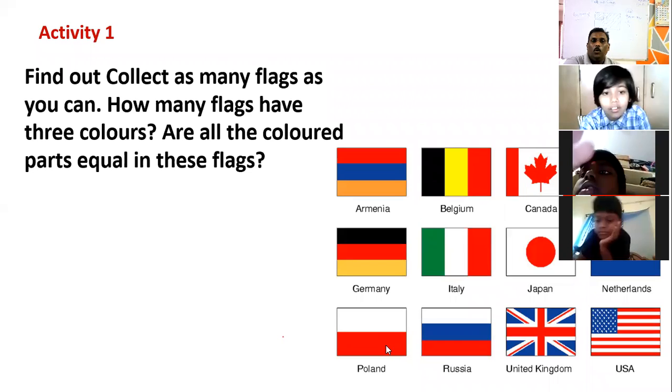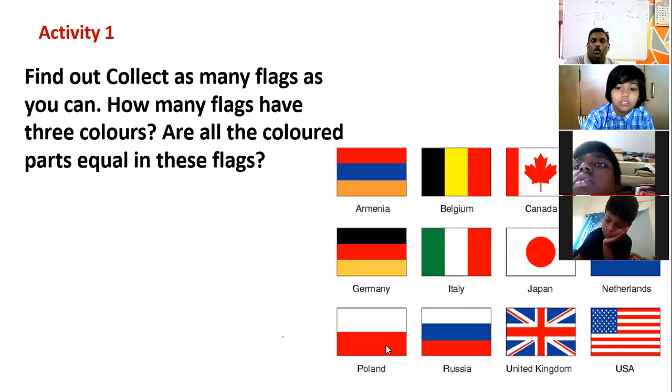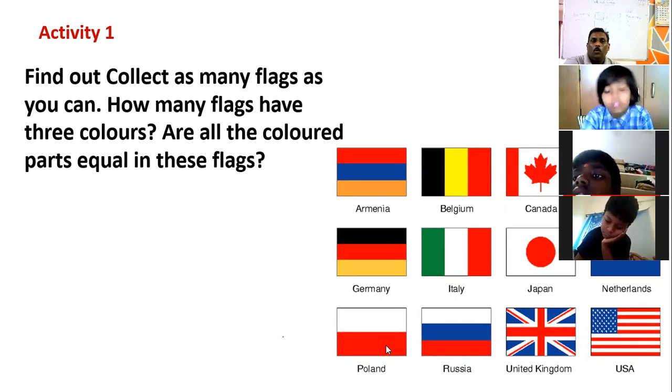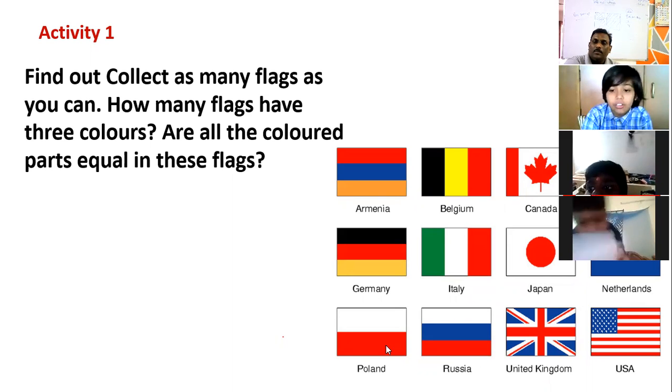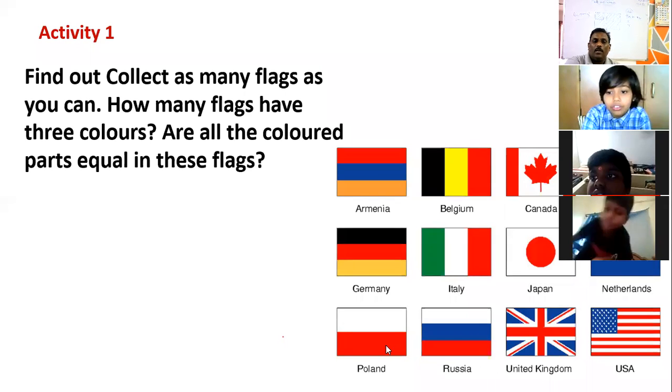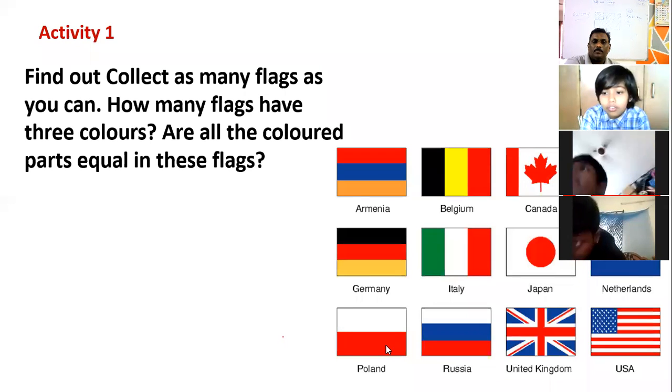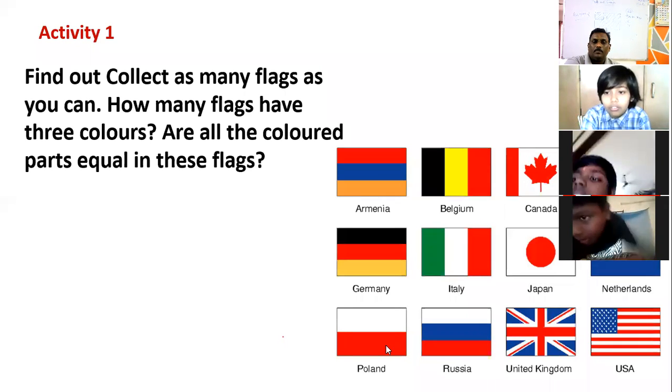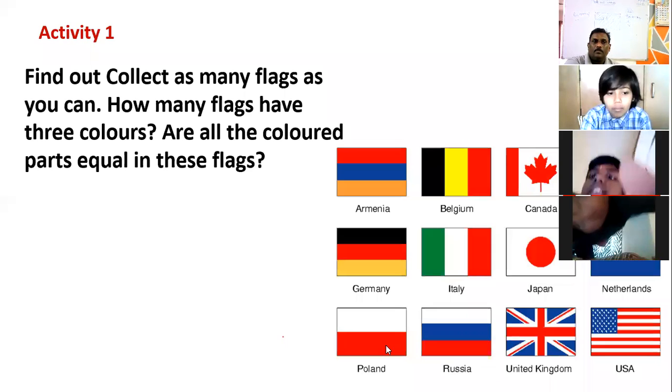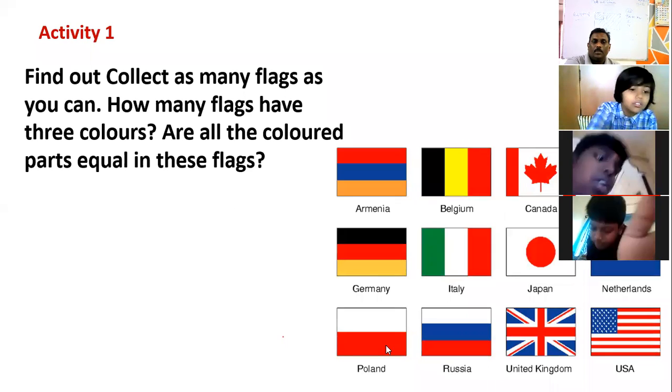Russia, Poland. Poland has only two colors. We are asking about three colors. Russia with three colors is fine. And the United Kingdom and USA are not correct.